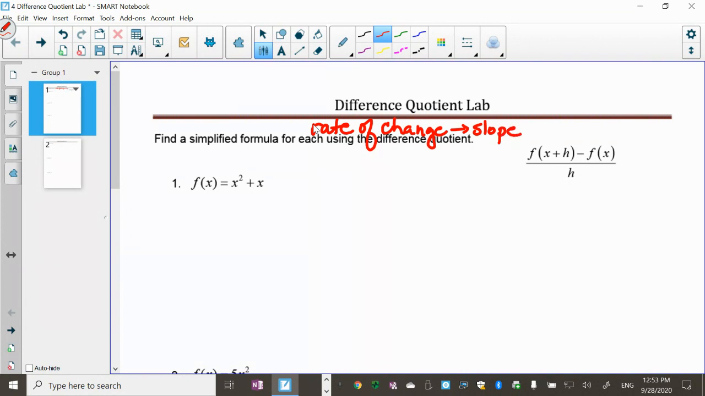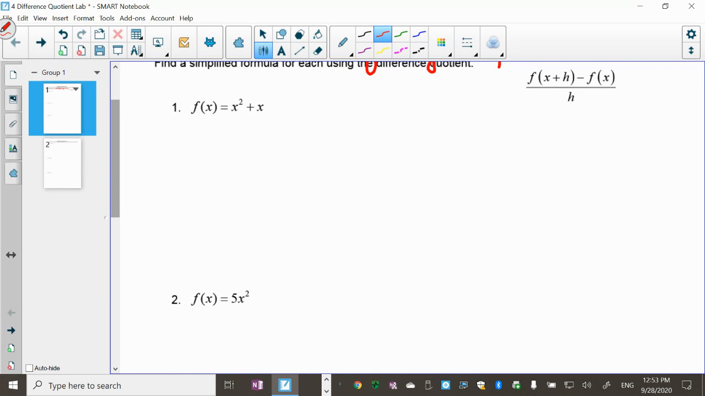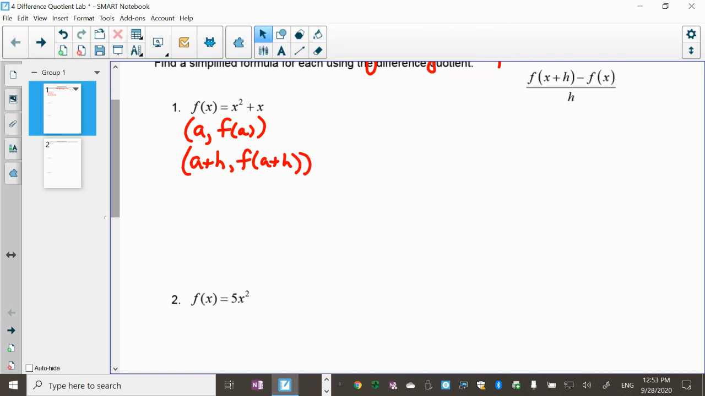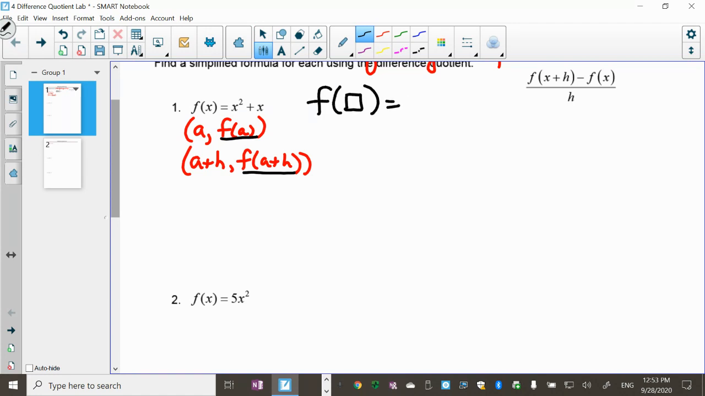So here I have a function, f of x equals x squared plus x. I want you to find the rate of change between the point a, f of a, and a plus h, f of a plus h. Now, when I do this, I need 2 points, and I recognize that I have function notation here. So I actually have to plug it into that equation. So I'm going to rewrite it like this: f of box equals box squared plus box. So whenever I ask you to find f of 2 or f of 3, you're just going to throw it in here.